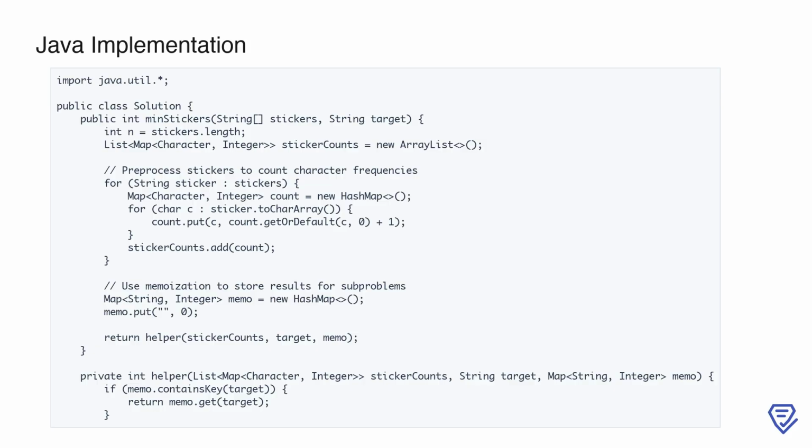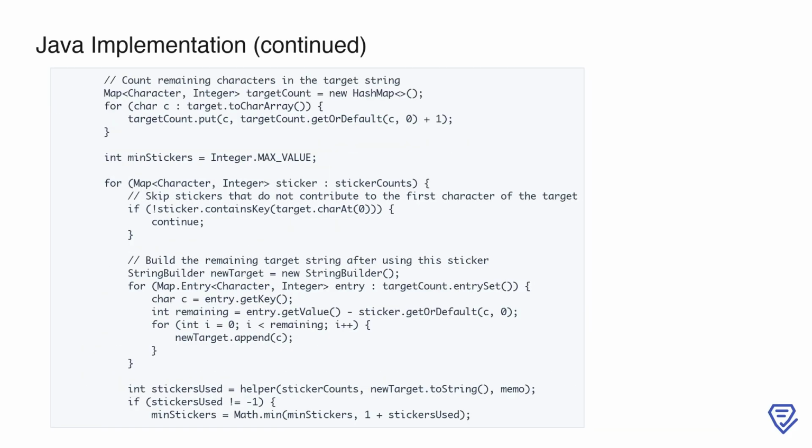The memo map stores the minimum number of stickers required for each unique target substring we encounter. We initialize it with an empty string mapped to 0, since no stickers are needed to form an empty target. Finally, we call a helper method to recursively determine the minimum stickers required, passing in the preprocessed sticker data, the target string, and the memoization map.